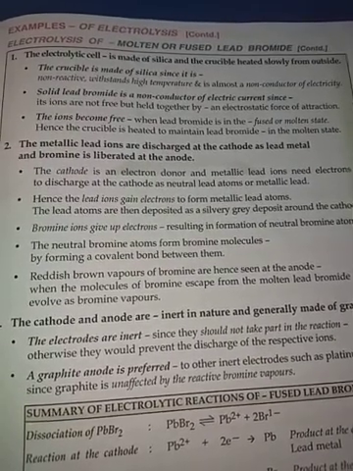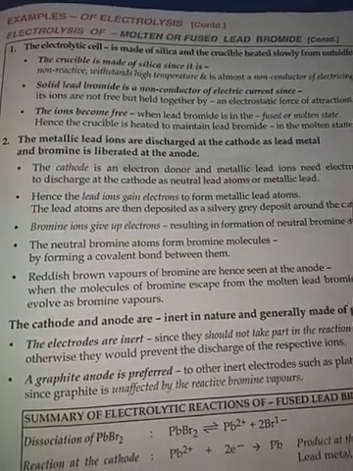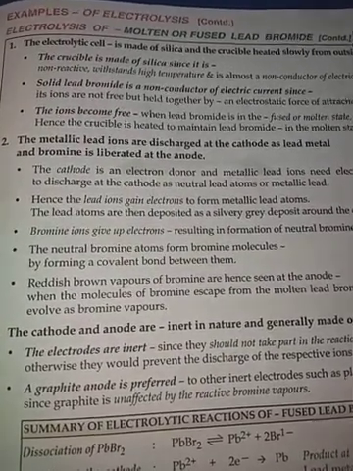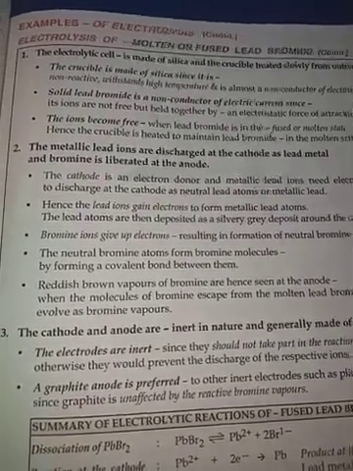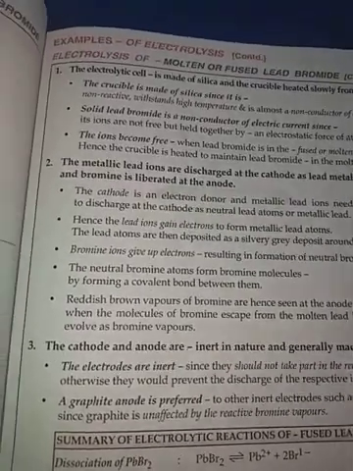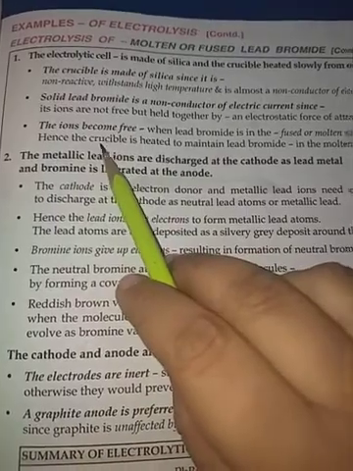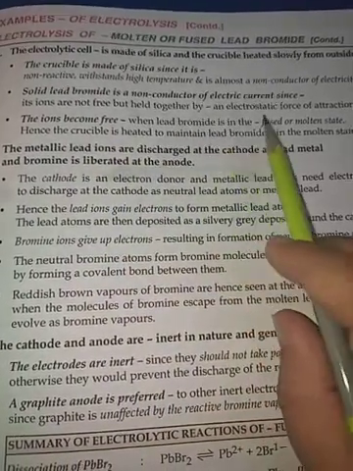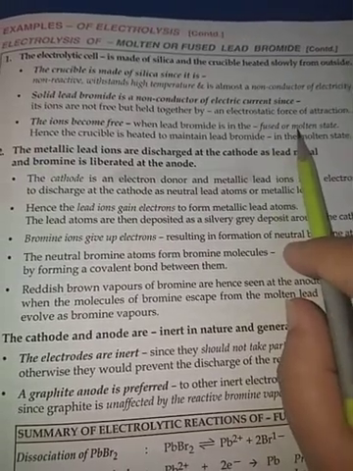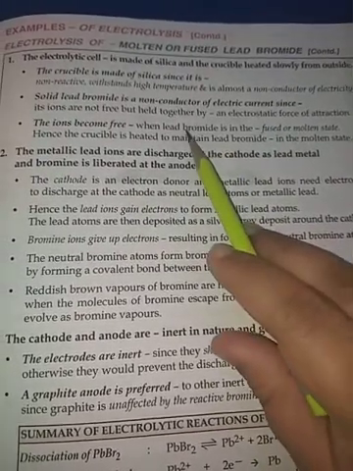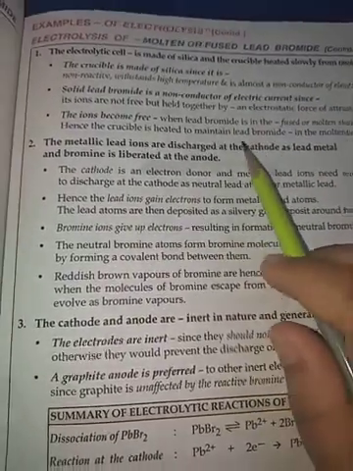Any electrolyte can conduct electricity only when it is in its aqueous or molten state, and only in that state can it conduct electricity. Solid salts cannot conduct electricity because their ions are not free. The ions become free when lead bromide is in its fused or molten state. When we heat the lead bromide to a higher temperature, only then can it conduct electricity, because at that time it will be dissociated into its ions.